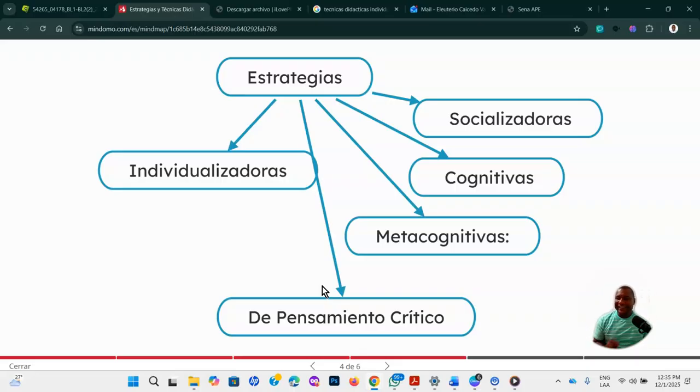And critical thinking is to promote in them that they don't have to swallow everything as a whole, but they have to evaluate it. They have to question that learning, whether it is good.